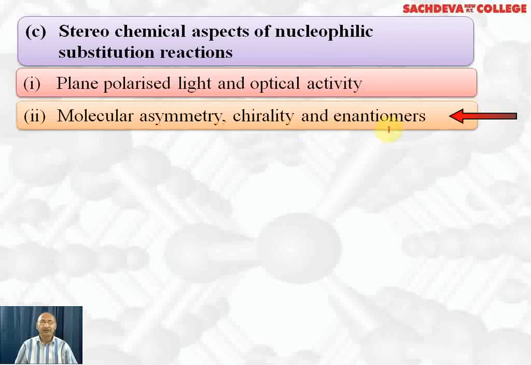Enantiomers are optical isomers which are non-superimposable mirror images of each other. And enantiomers will definitely contain a chiral carbon atom. Also, the molecule will be chiral, with no plane of symmetry.